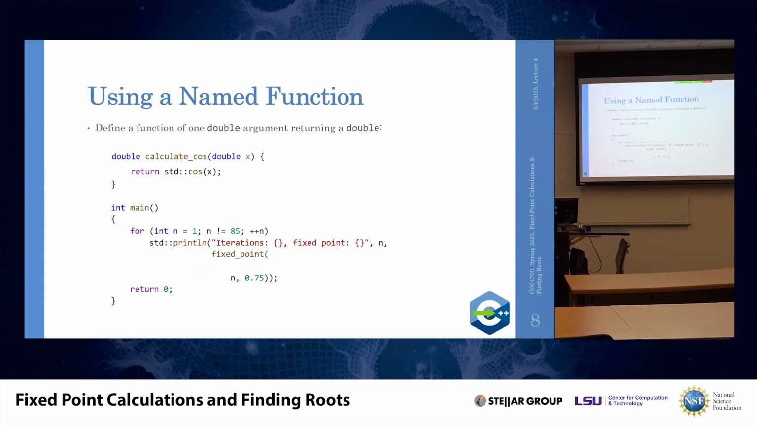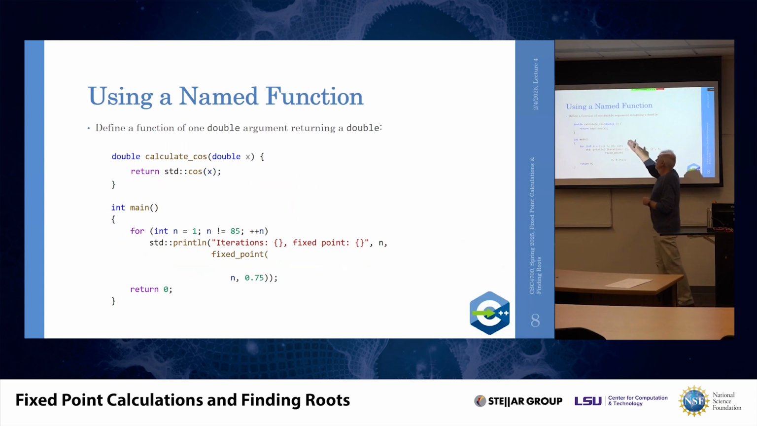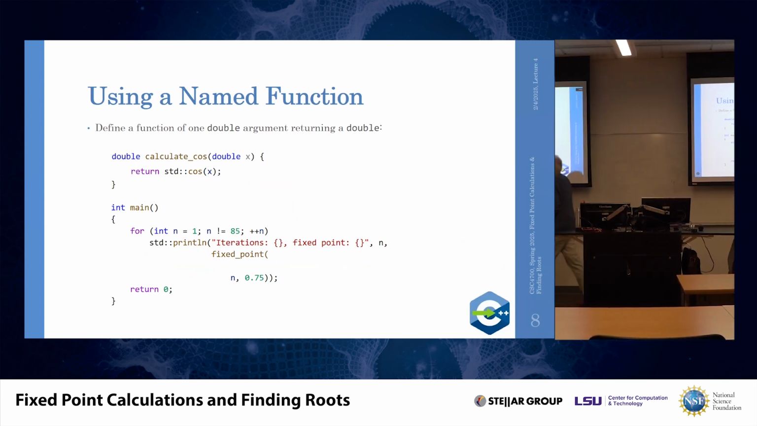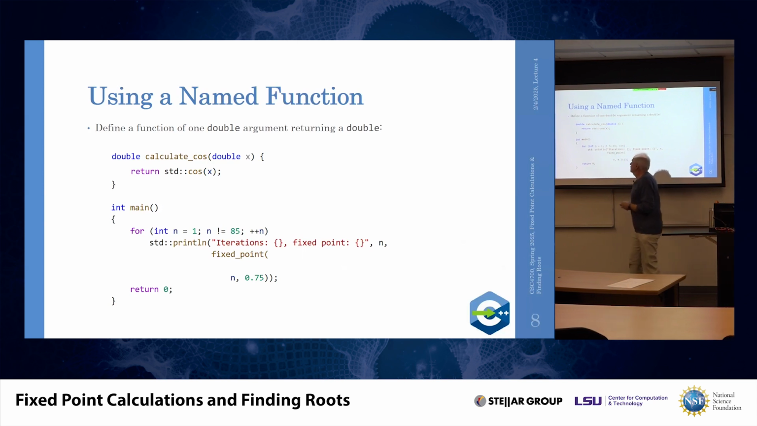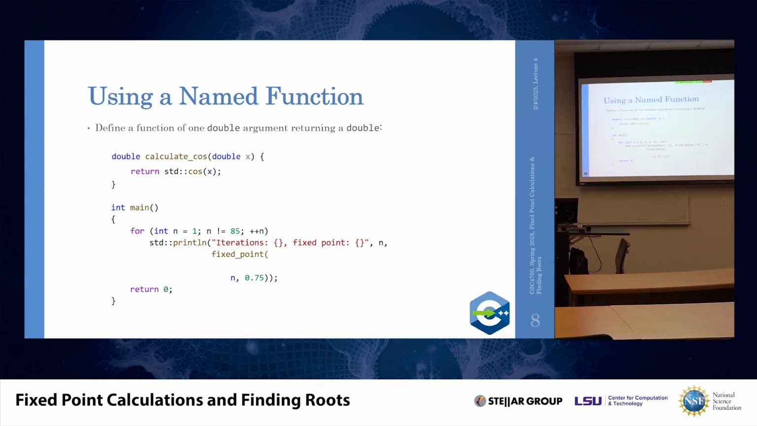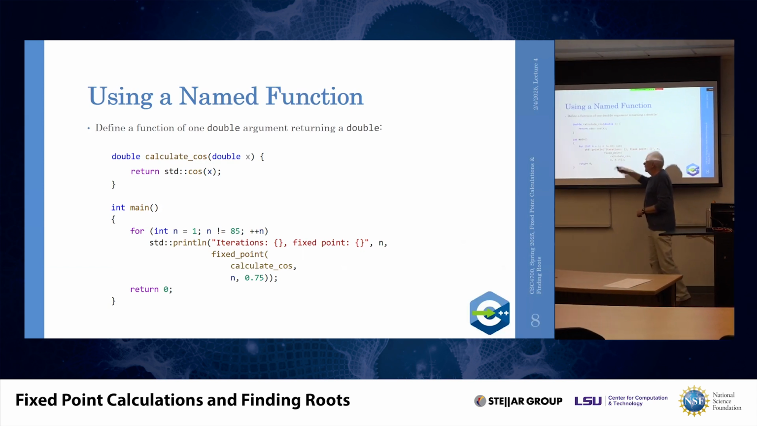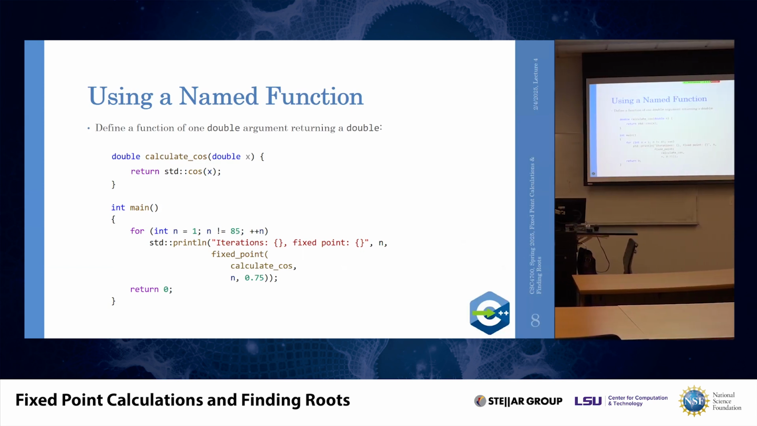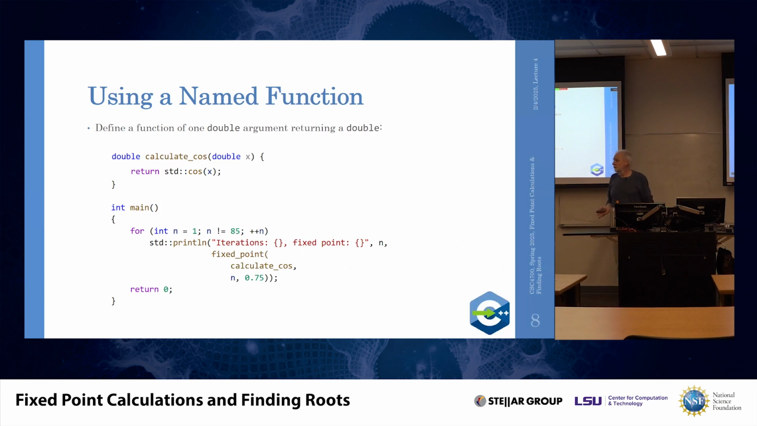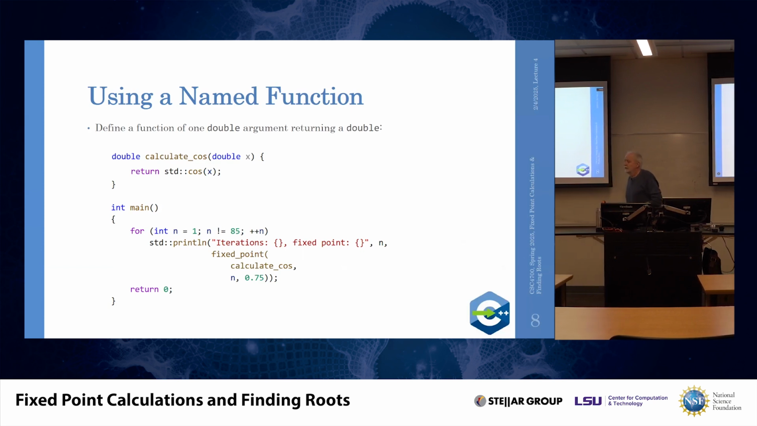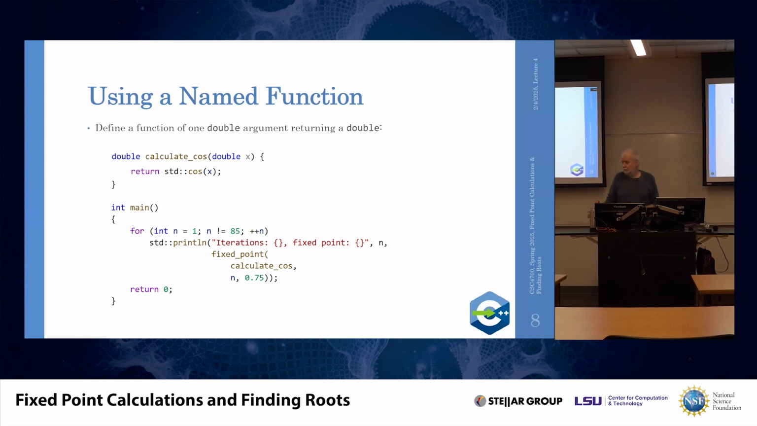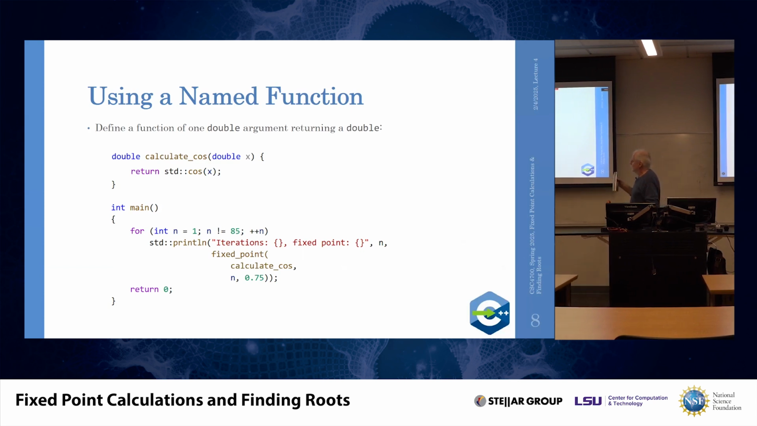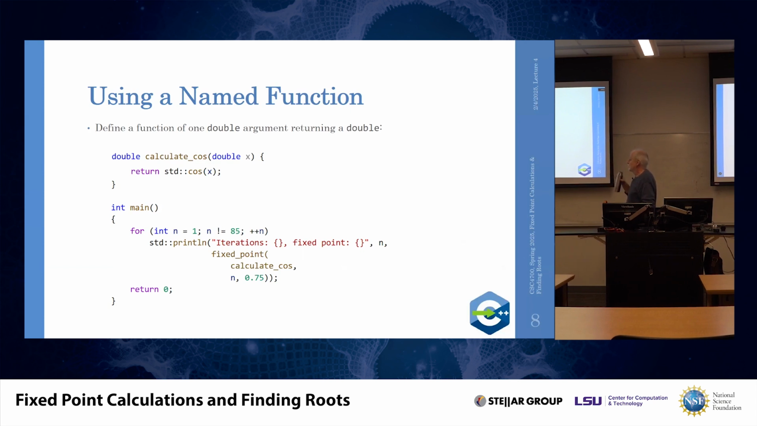So if we create a named function, let's call it calculate cosine, which conforms to that expected prototype, it takes one argument and returns a double and does nothing more than calling cosine in our case. Then we can pass that calculate cosine function as a first argument to fixed point, and that's it. This code is completely equivalent to the code I wrote before. It will compute the fixed point for the cosine function in the same way as I showed on the first slides.